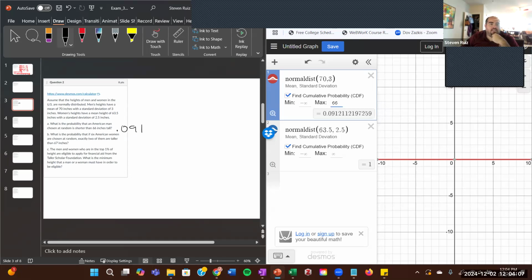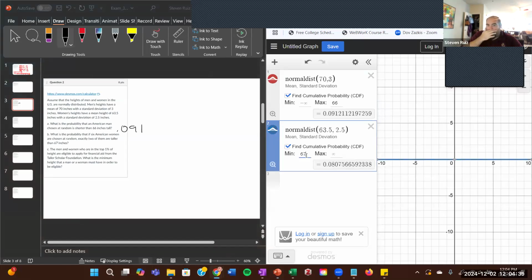B, what is the probability that if 6 American women are chosen at random, exactly 2 of them are taller than 67 inches? So part of this is simple, but there's a lot more embellished onto this. So let's figure out part of this. What's the probability that one American woman chosen at random is taller than 67 inches? So minimum height, 67 inches. That probability is approximately 8%.